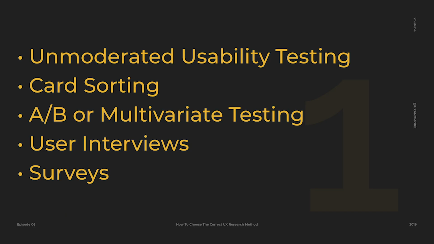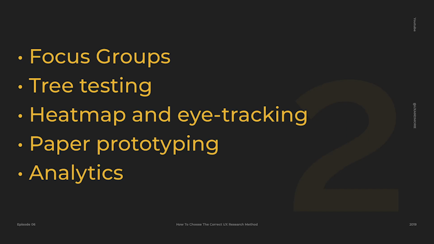There are a lot of user research methods to choose from, and some of the most common user research methods used are unmoderated usability testing, card sorting, A/B or multivariate testing, user interviews, surveys, focus groups, tree testing, heat map and eye tracking, paper prototyping, and analytics. Now I'm not going to go in depth on each of these user research methods, but I'll link some articles and videos which can help you in studying and elaborating on these user research methods.